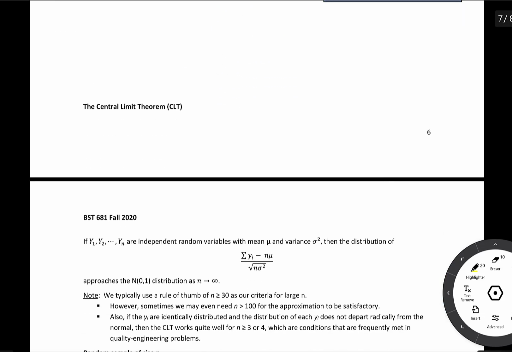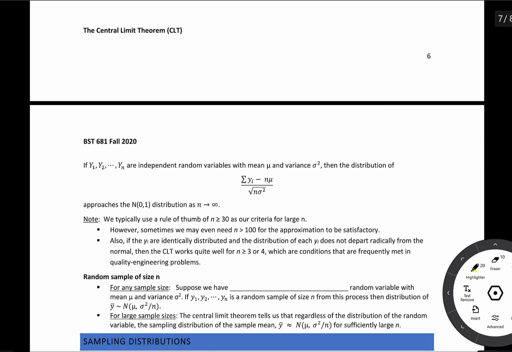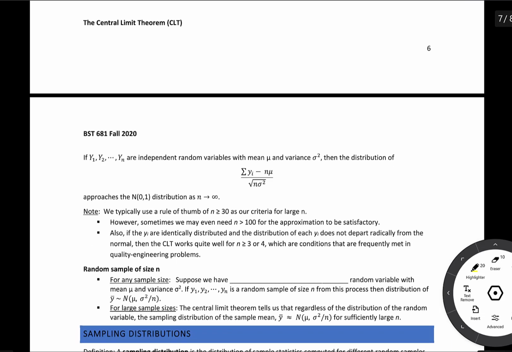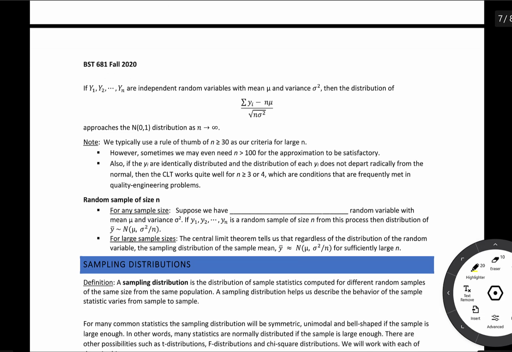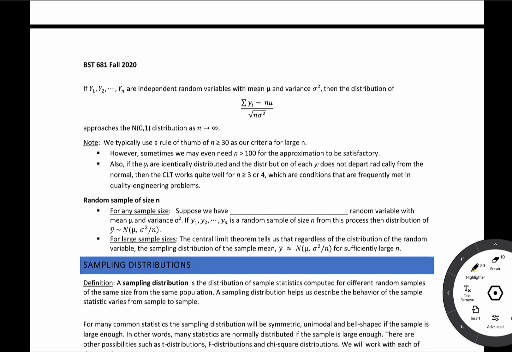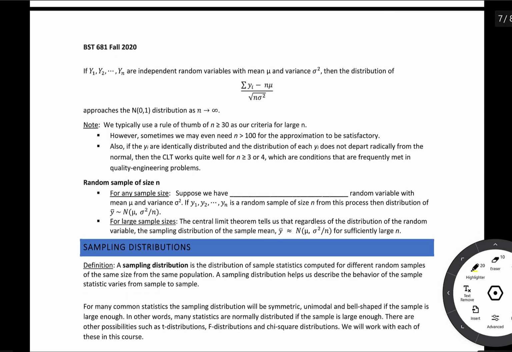One of the reasons the normal distribution is so important is because of the central limit theorem. The central limit theorem tells us that if y1 through yn are independent random variables with mean mu and variance sigma squared, then the distribution of the mean approaches a standard normal distribution. You've seen this before anytime you heard about a standard normal distribution.